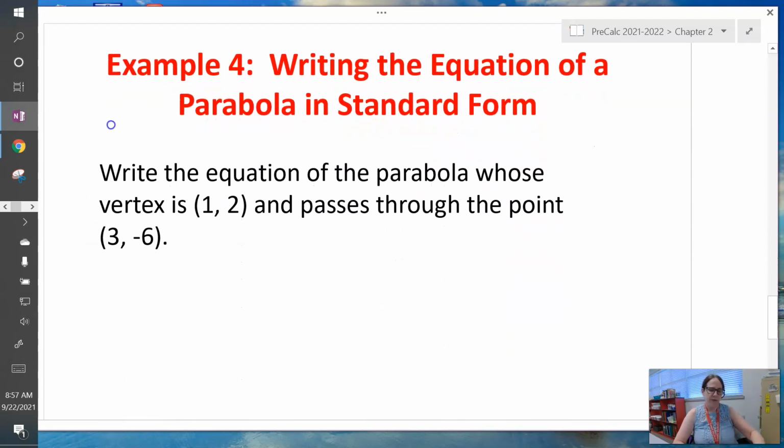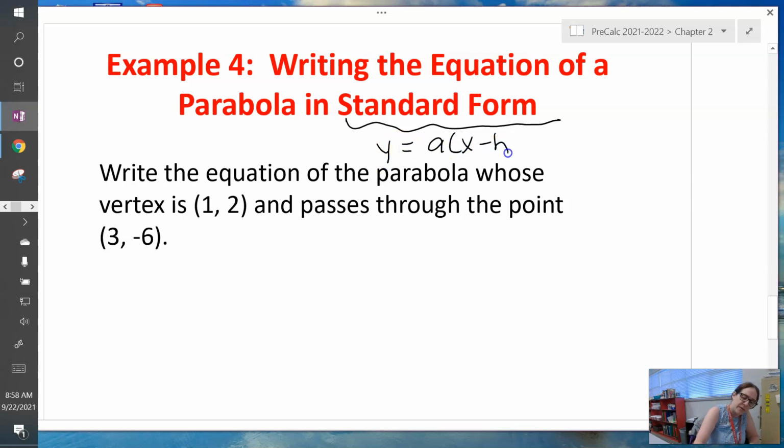All right, next thing we're going to do is write the equation of a parabola in standard form. Now in your book, standard form is what we more commonly call vertex form. So y equals a(x minus h) squared plus k. That's what they mean when they say standard form.